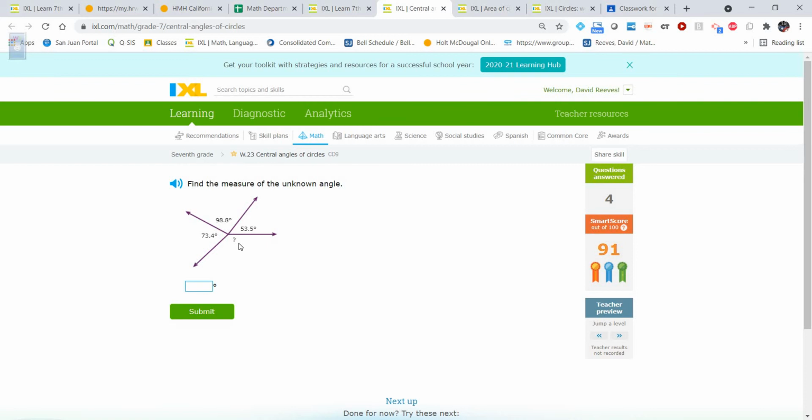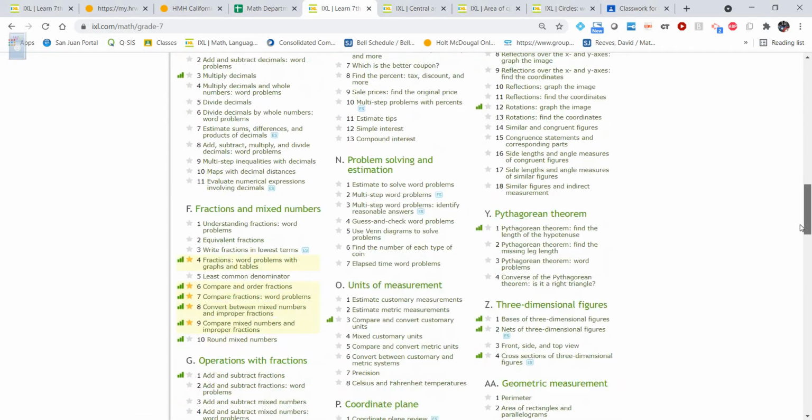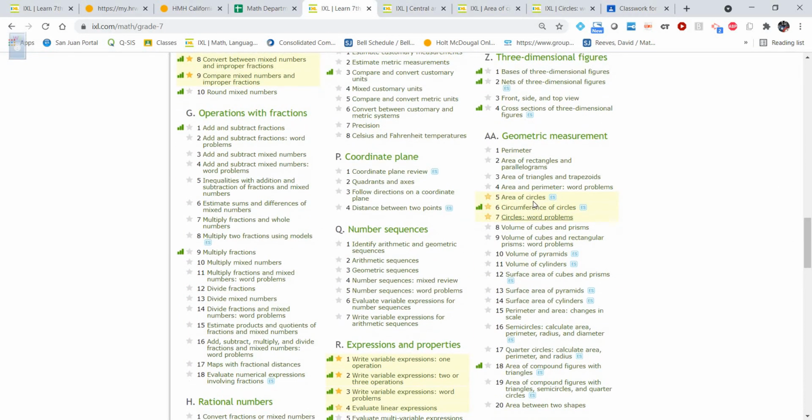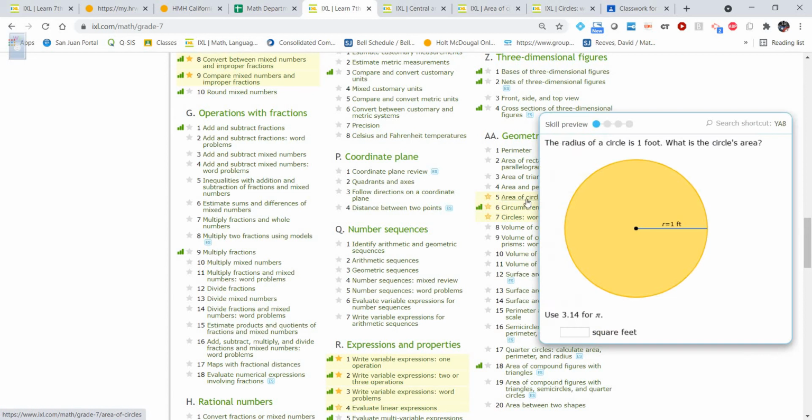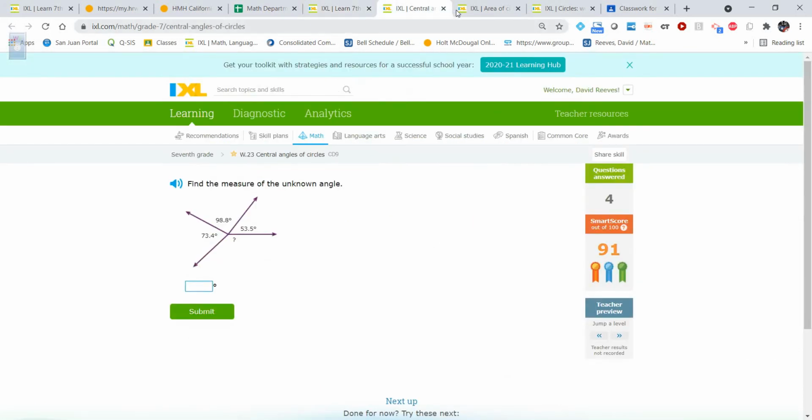All right, so this is the same kind of thing. I would add those 3 together, subtract it from 360 and get my answer. All right, I'm going to skip to the next skill. Our next skill that we're going to be looking at is going to be finding the area of a circle. So AA skill 5, here we go.